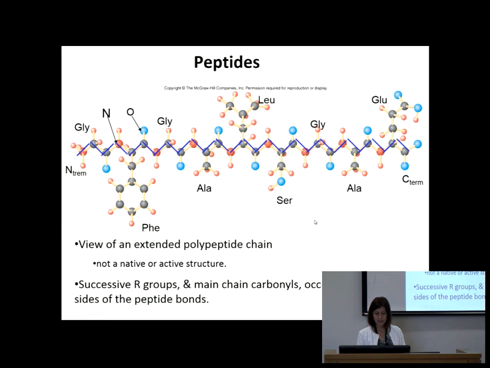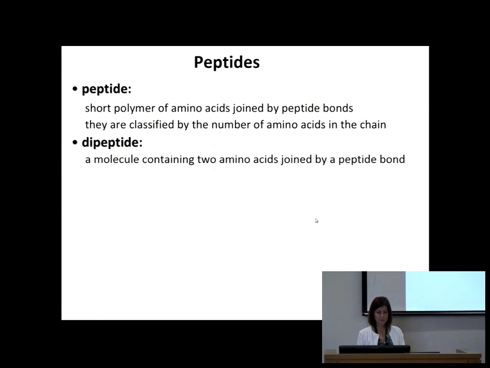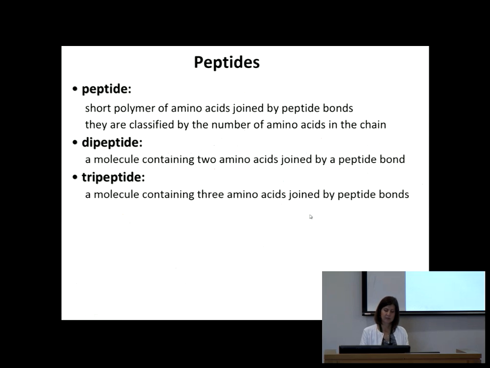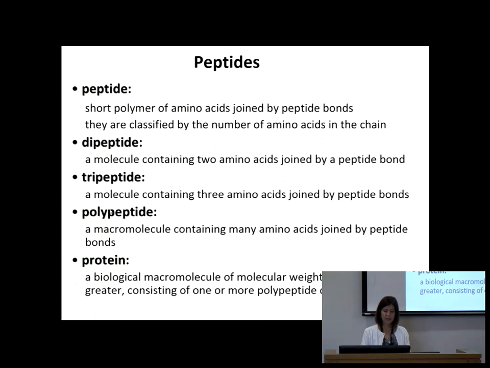So here we're showing a small chain, which is our peptide. It's a shorter chain. If it's just 2 amino acids, we call it a dipeptide. Surprisingly, if it's 3, we call it a tripeptide. But then once we start getting more in there, we call it a polypeptide. Then we definitely change the definition to a protein.